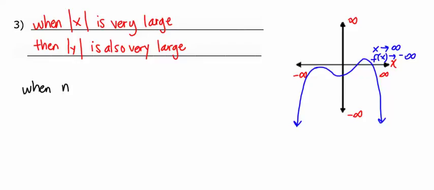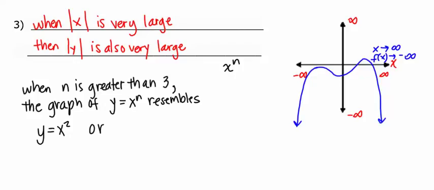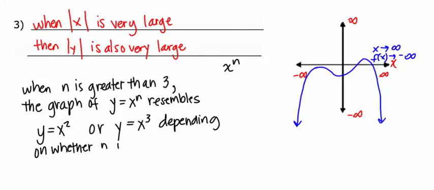When n is greater than 3, so we're talking about x to the nth power, the graph of y equals x to the n resembles either y equals x squared or y equals x cubed, depending on whether n is even or odd.